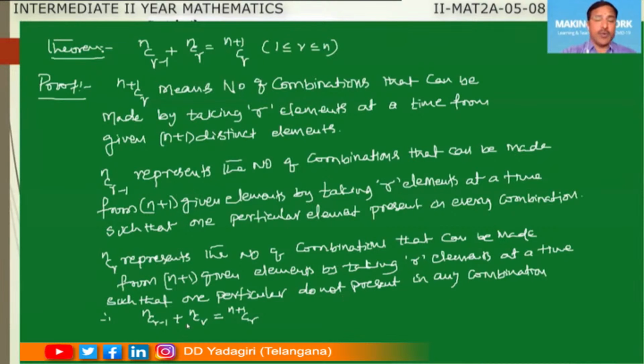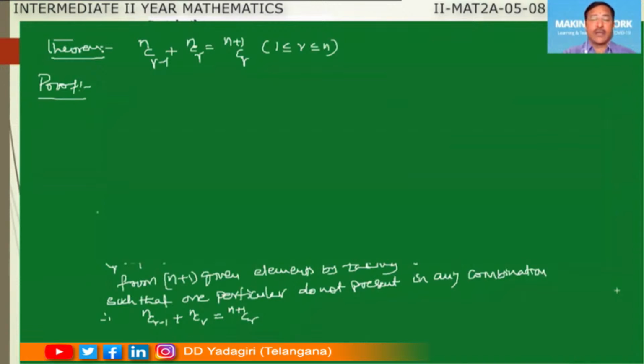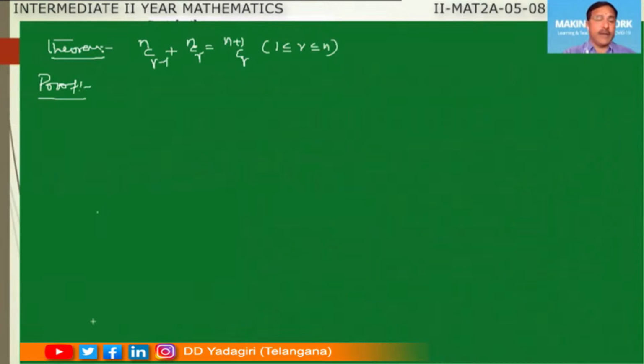Now I'll take another board to prove the same thing by using the formula nCr is equal to n factorial by r factorial into n minus r factorial. So, the second method.